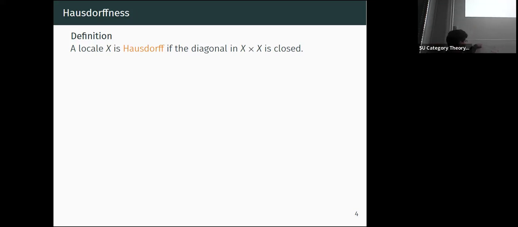Here I've told you how to define the diagonal as a map, but it's not very hard to see that this diagonal is going to be, in fact, a sublocale. There will be a sublocale corresponding to the diagonal, maybe as you'd expect. So we're saying this must be a closed sublocale.